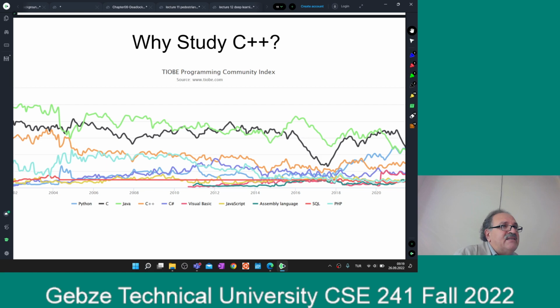And Java says that I am a much better object-oriented programming language than C++. And I am not as fast as those, but I have lots of libraries for enterprise software. I am very easy to use.